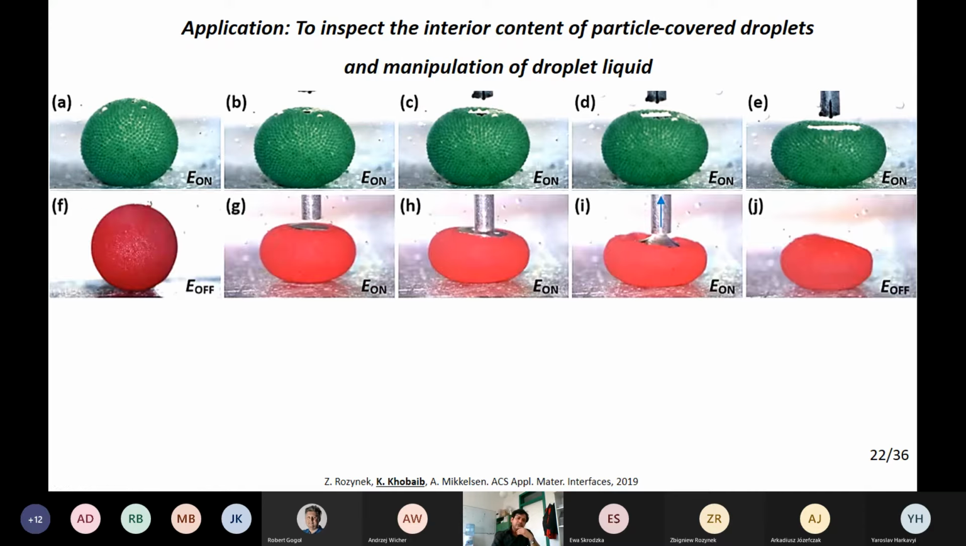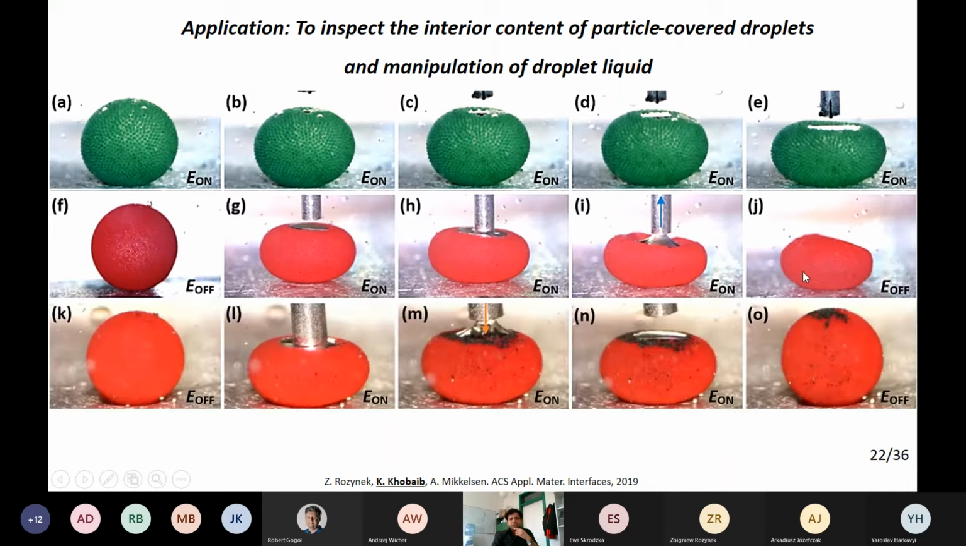There is another application, which is manipulation of the particle. Here we can extract the liquid from the droplet, and we make the jam particle shell. There is another application where we can add the particle suspension, and we can make the patchy shells. So these are some applications of the opening and closing of the particle shell.